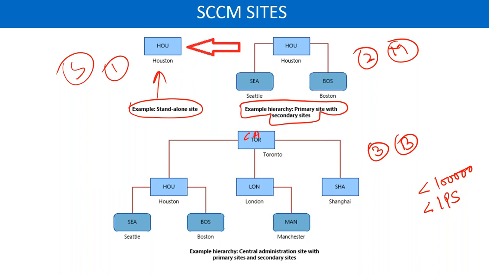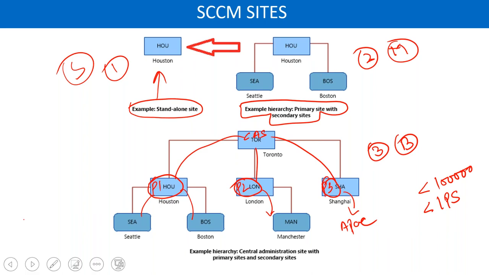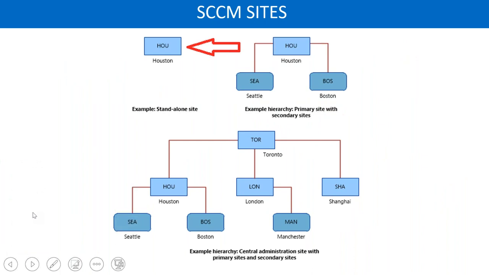Central will sit at the top of the hierarchy, the CAS, in Houston. Primary site one, London, primary site two, and primary site three in Shanghai. Primary site one will manage all the devices in the America region, primary site two will manage all the devices in the Europe region, and primary site three will manage all the devices in APAC. These primaries will report to the central administration site. So this is for big companies with more than 100,000 devices and more than one primary site. Clear? Any questions on this architecture? No. Yeah, it is clear.